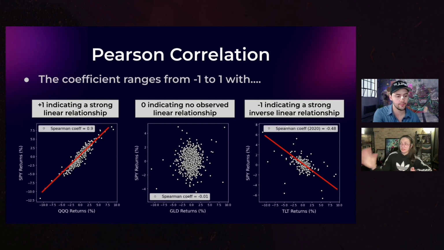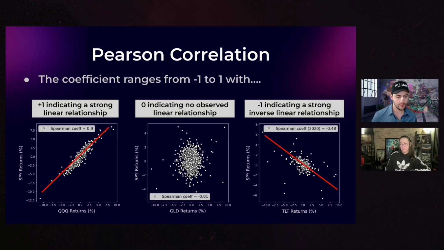And then compared to the rightmost figure, a -1 indicates a strong inverse linear relationship, right? So for this, we're looking at SPY returns versus TLT, so bond returns, in 2020, during the sell-off, when that correlation might have been a little bit stronger. And here we can see our correlation is -0.48. So it's not as strong as SPY and QQQ, but we can still see that negative tendency. When one goes up, the other tends to go down and vice versa. And we can see how the data is a little bit more spread out around this trend line, so it's not as strong of a trend, but we can still get information about the strength and the direction. Does that make sense?